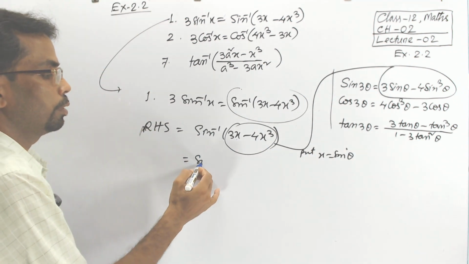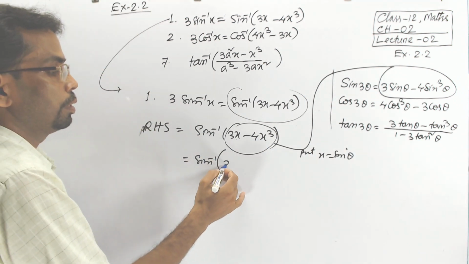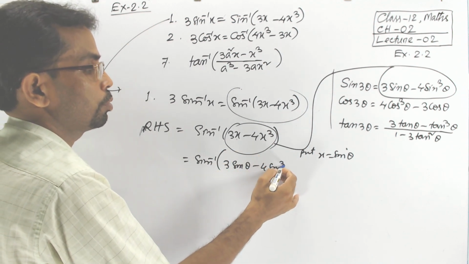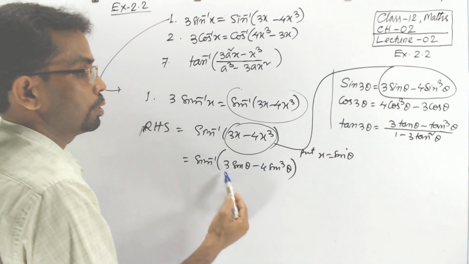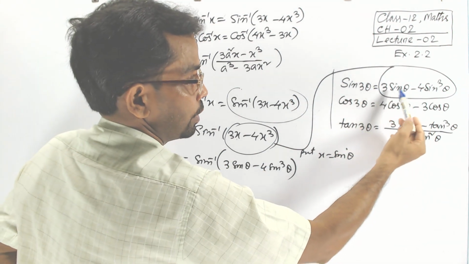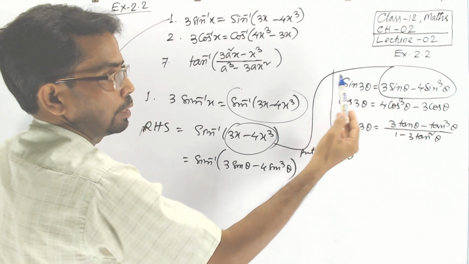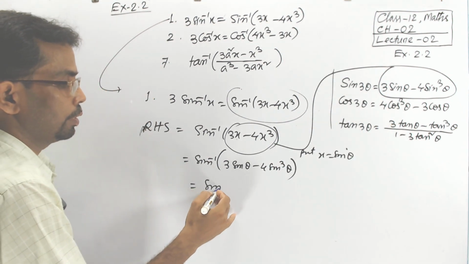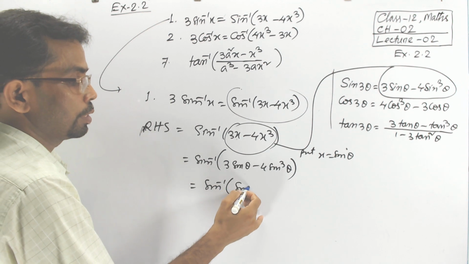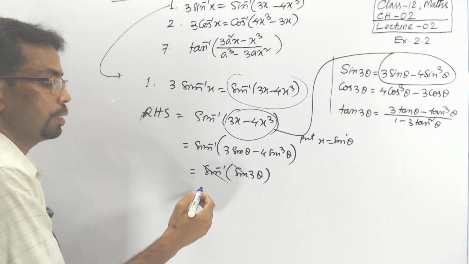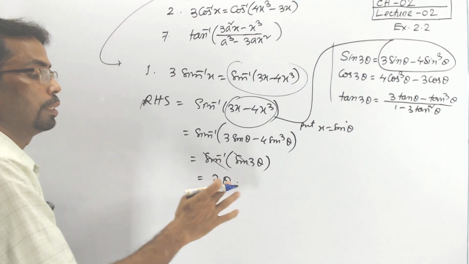Then what will it be? With x taken as sin theta, it becomes 3 sin theta minus 4 sin cube theta, and this you see clearly is the identity of sin 3 theta. So I can write this term is equal to sin 3 theta. Now sin inverse sin is getting cancelled, remaining only 3 theta.